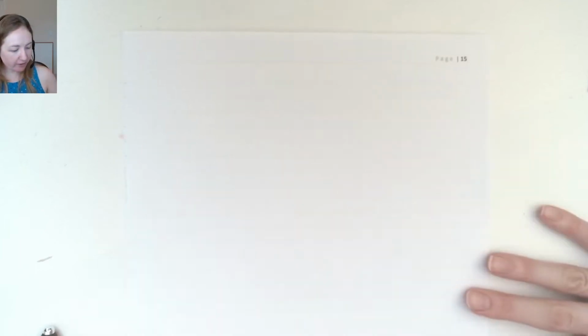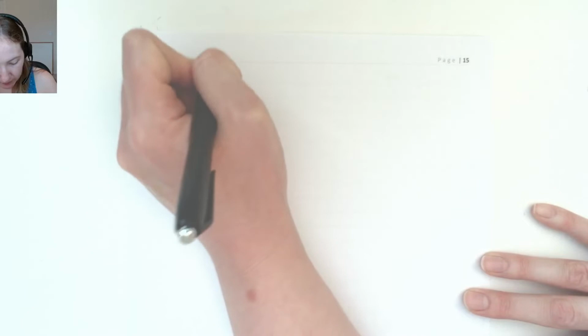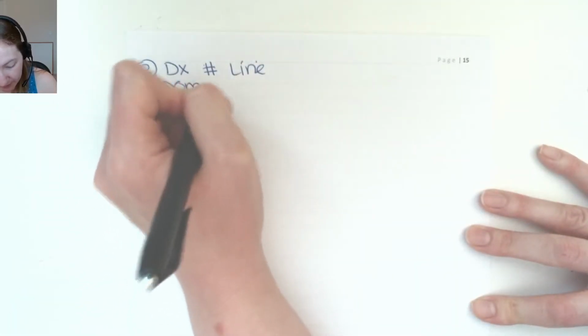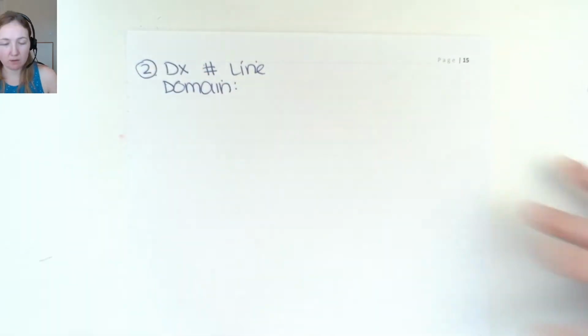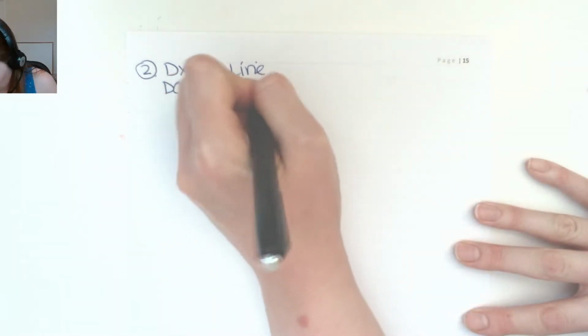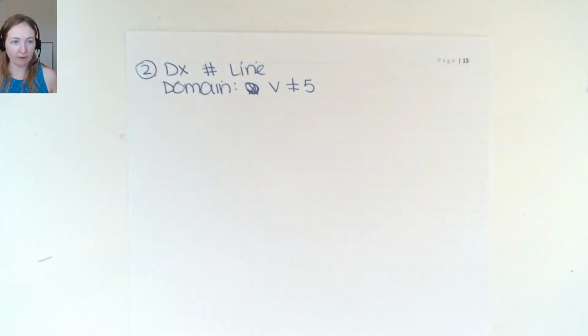All right, so now we are into step 2 where we're going to draw the derivative number line. Now, keep in mind, we're going to think about our domain when we're drawing this number line because our domain was not all real numbers. So we can't just go negative to positive infinity. We have to remember that our domain was v could not be equal to 5.